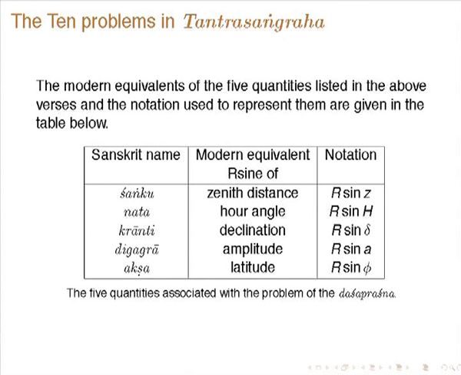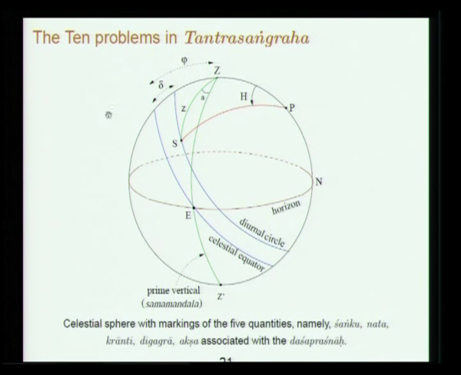Shanku is zenith distance, so this is what he is talking about. This is the celestial sphere, this is the diurnal circle, this is the hour angle, and this is the so-called azimuth. The azimuth is measured from the prime vertical, the vertical circle which goes from zenith to the east. So, this angle is called digagra, the so-called azimuth. This is the declination, kranti, this is aksha, the latitude, and this is nata.